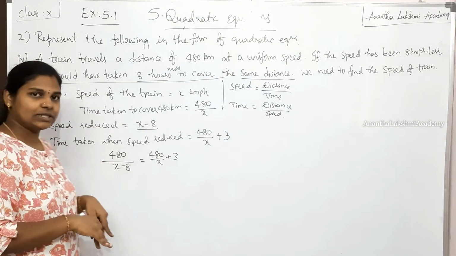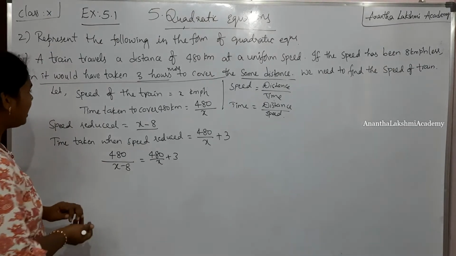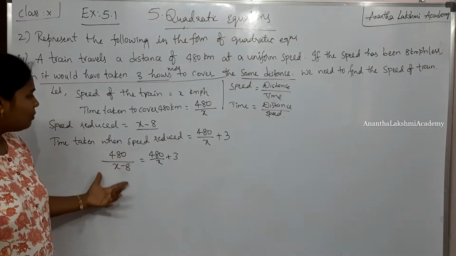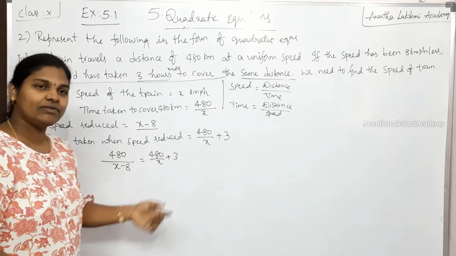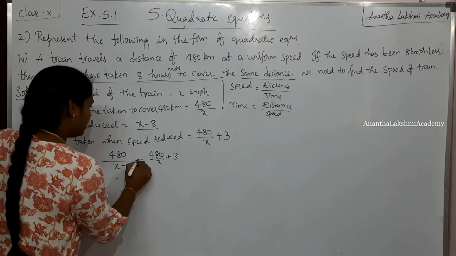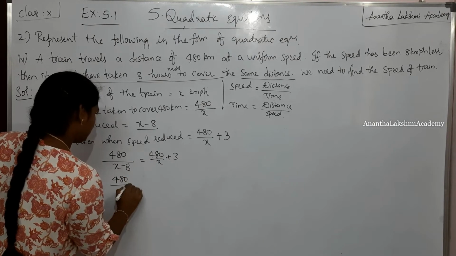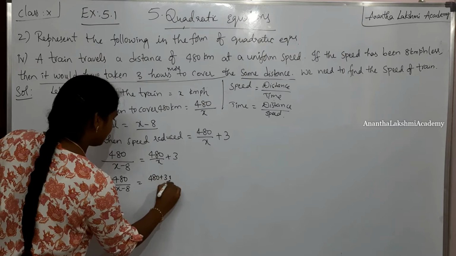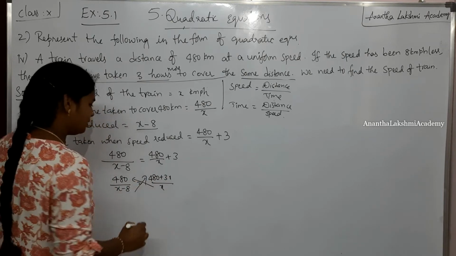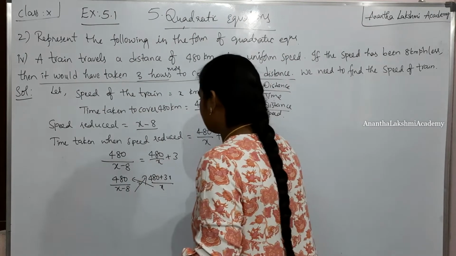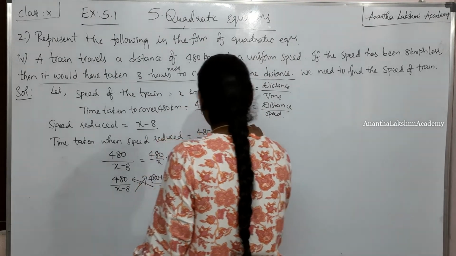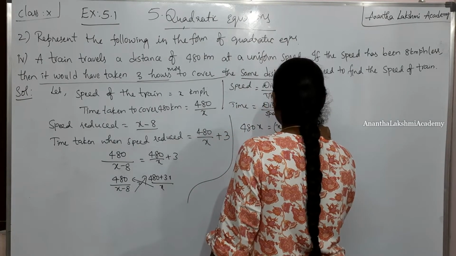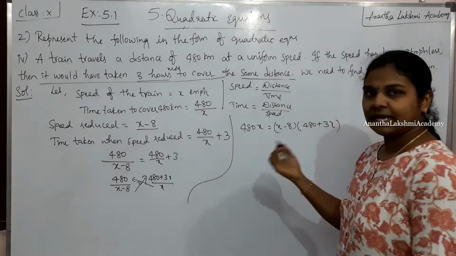Now let us solve this to get the quadratic equation. How did we write it? The time taken when the speed is reduced is the initial time plus 3 hours. But as per the formula, distance by speed, I have put it, and we are going to solve this equation. Now, let me take the LCM of x. 480 plus 3x by x. If you do the cross multiplication, it comes out as 480x is equal to x minus 8 into 480 plus 3x. Okay, let us simplify this.